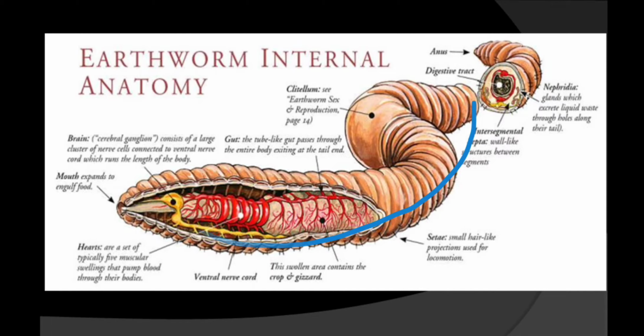All right. Now if you talk about the digestive system, this is the mouth which expands to engulf the food. From here the food enters, and they have a muscular alimentary canal, and in this region a swollen structure is present which is known as the crop and the gizzard. The crop is that part in which the food is stored temporarily and some mixing takes place. Then from here the food enters another chamber known as the gizzard, and in the gizzard churning of the food takes place because earthworms do not have teeth to churn their food.